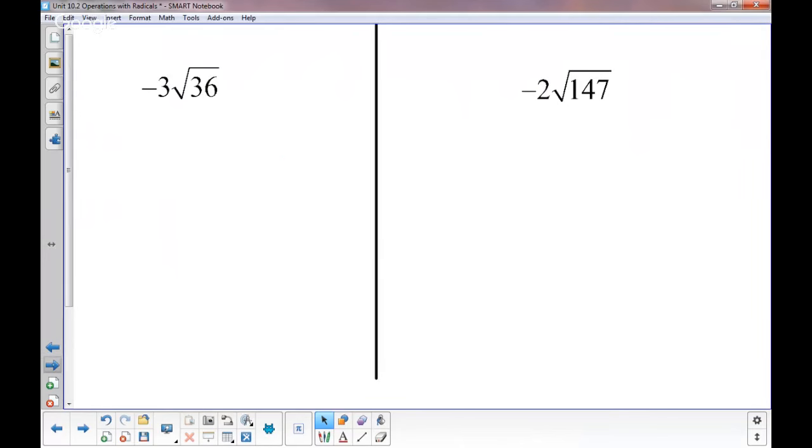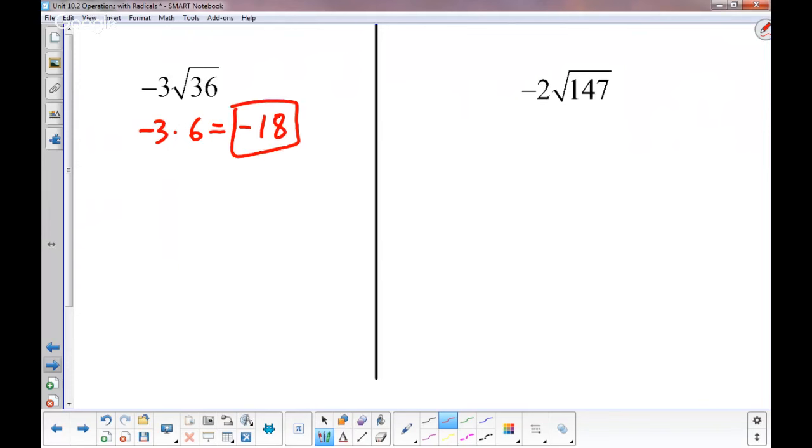All right. Let's try another one here. Try negative 3 times the square root of 36. Again, 36 should stand out to you guys. That is a perfect square. So it's negative 3 times 6, which is negative 18.